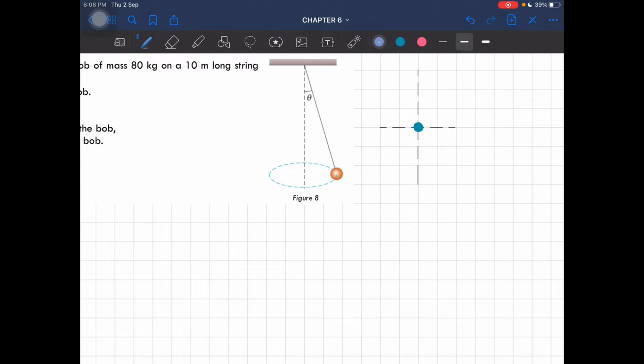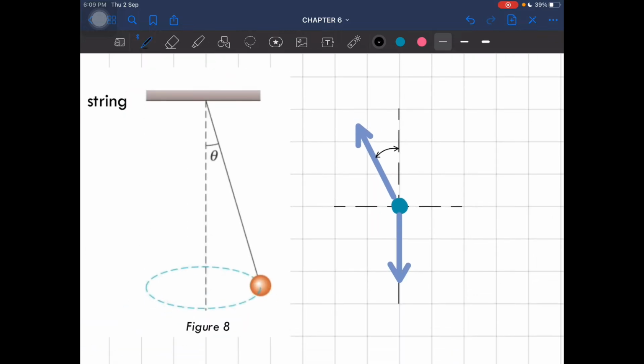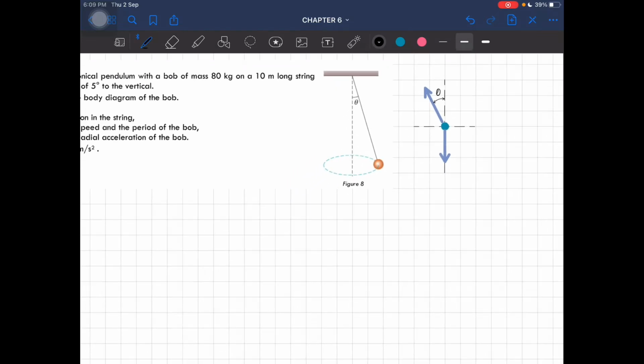Okay, so we have weight, and then it has tension. What else? That's basically it. And then the angle is theta here. This is the angle theta. Okay, so this is g, this is the tension. Okay, so that is the free body diagram.